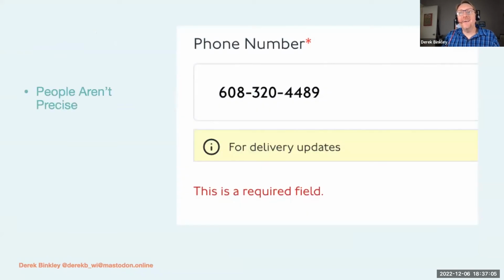One way is dealing with user errors. Way back we were talking about the nurse and needing precision. Even in smaller cases, people aren't precise. This is a real error that I got when I typed in my phone number. It says this is a required field. Well, yeah, it's a required field. I saw the star there. I put my phone number in. Well, what was wrong? They didn't want me to put the dashes in.